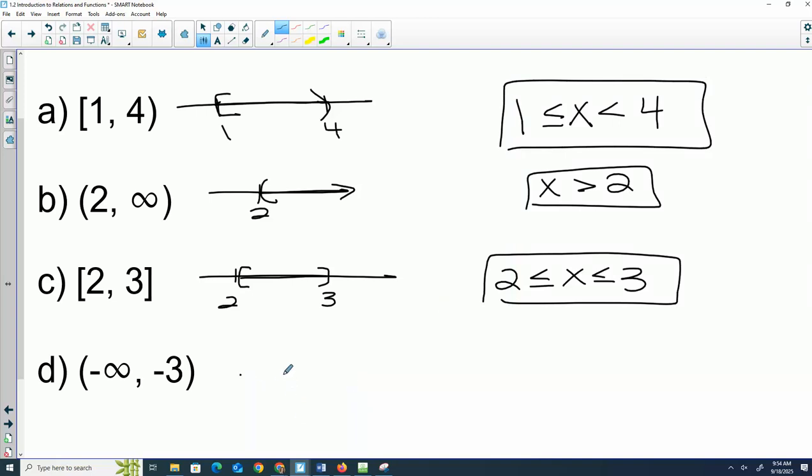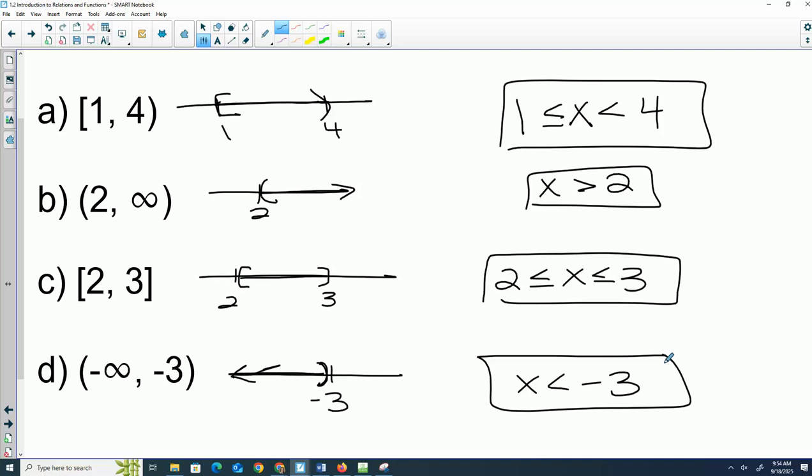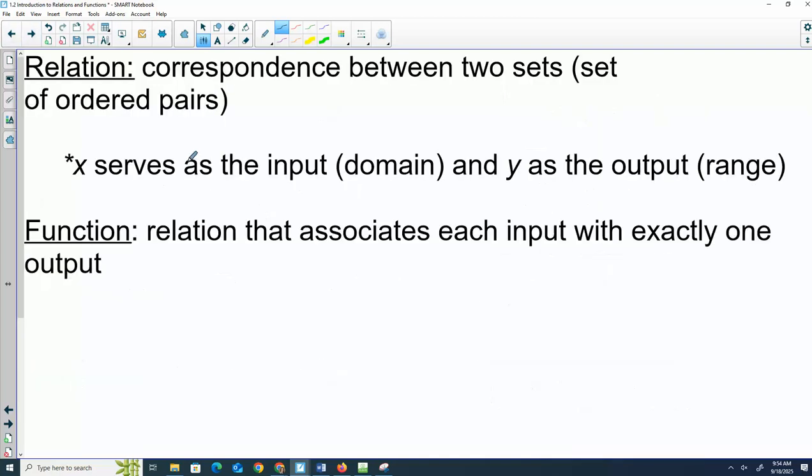And the last one, negative infinity to negative 3. It's smaller, so what would we write? x is less than negative 3. Yeah, you're right. Perfect. Any questions there? So that's a notation we will use anytime we have inequalities.